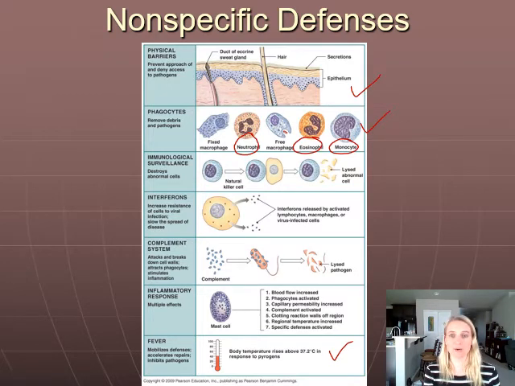Bacteria don't replicate that well at higher temperatures. Viruses really don't replicate that well at higher temperatures. They're more sensitive to those changes, and so it allows our body to take a second chance at trying to overcome that pathogen. So fevers are actually beneficial for us.